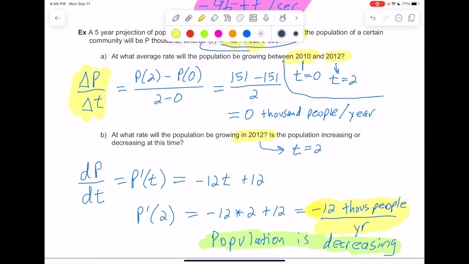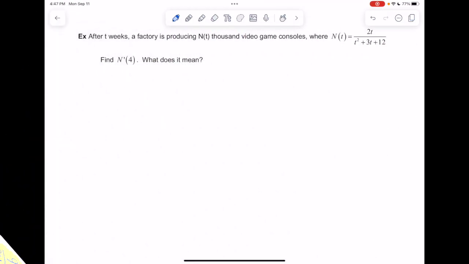Here we do change in p over change in t. When you want to make it an instantaneous rate of change of population, change that to a derivative, dp dt. All right, let's go ahead and look at one more example of the derivative as a rate of change.